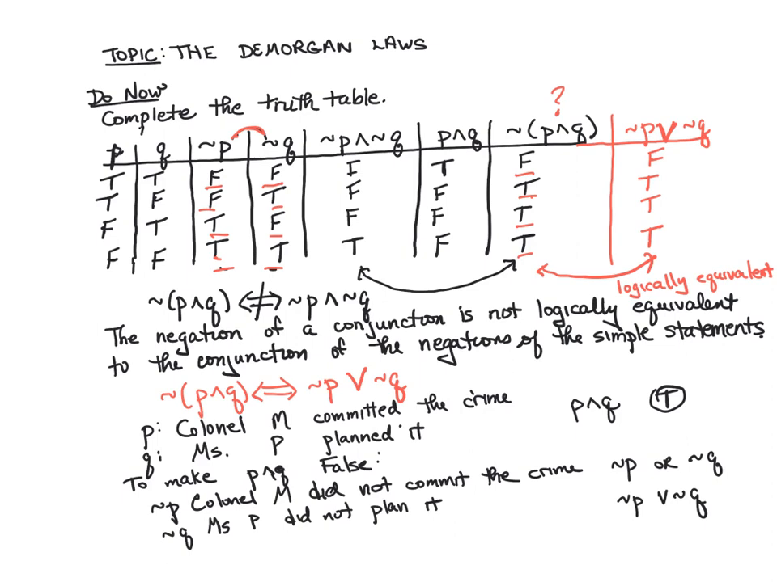In other words, the only way this conjunction could be true is if both are true. And to make this conjunction false, at least one of the conjuncts must be false, and that's not P or not Q. Remember, at least one implies or. So that's a way to argue it, but the truth table is the best way to prove it.